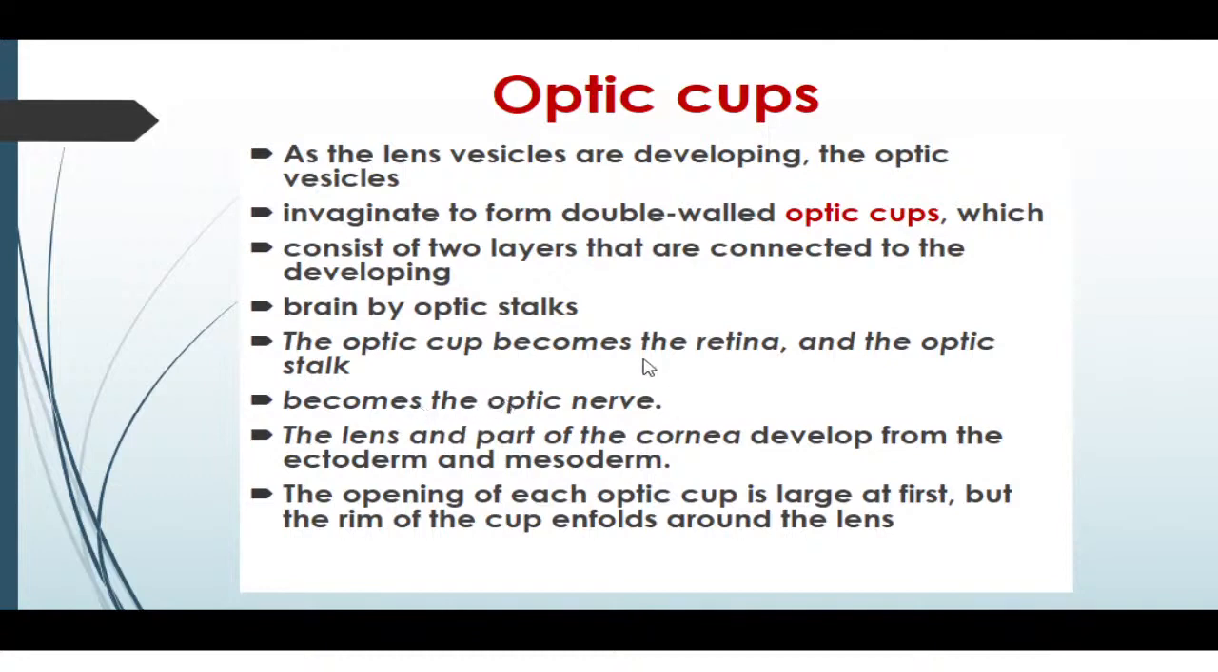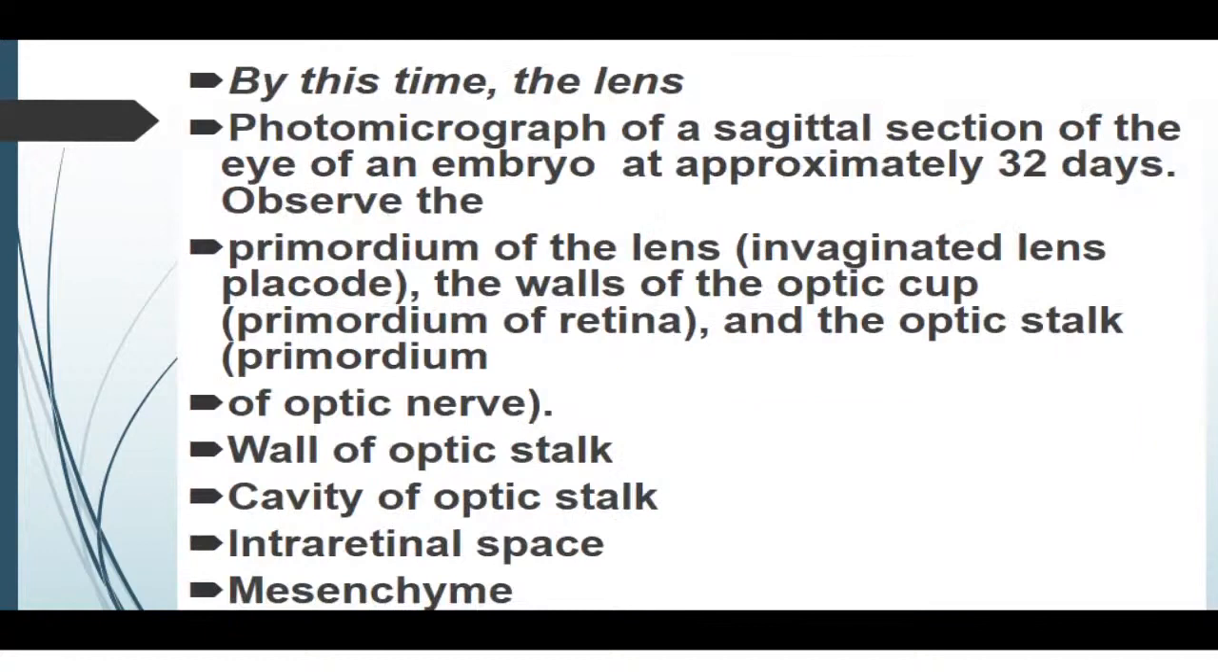The optic cup becomes the retina, and the optic stalk becomes the optic nerve. The retina arises from the outer layer of the optic cup, but the optic nerve arises from the optic stalk. The lens and part of the corneal epithelium develop from the ectoderm and mesoderm, originally ectomesenchyme. The opening of each optic cup is large at first, but the rim of the cup unfolds around the lens. So it means that the lens invaginates inside the optic cup.